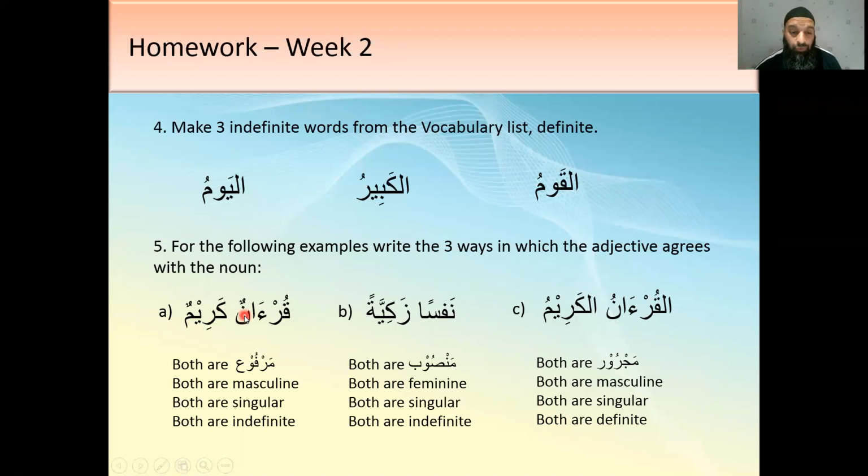So both are marfu because they end in the double dhamma, double pesh. They are both masculine words because Qur'anun doesn't fall under the category of feminine words. Kareemun is going to be masculine too. Both are singular. We're going to learn what plural is today, but both these words are singular. And both words are indefinite. Both words don't contain al. Everybody happy with that one? I've given 4 reasons there, but you could have chosen any 3.